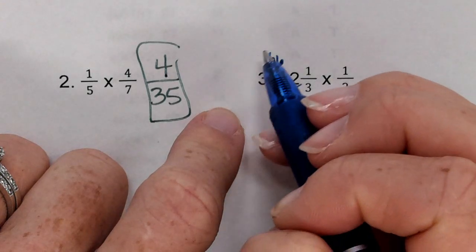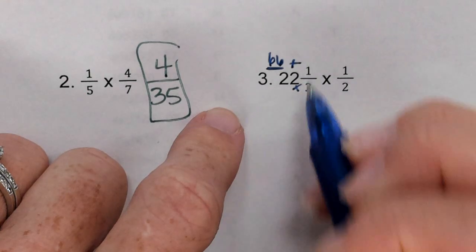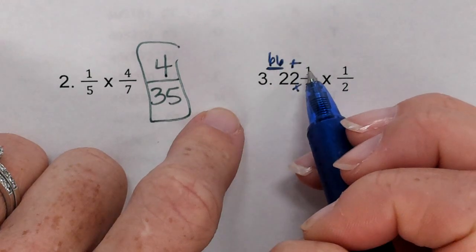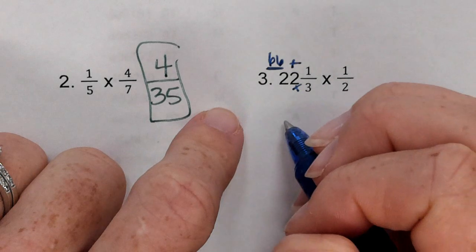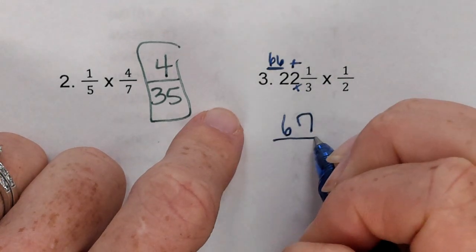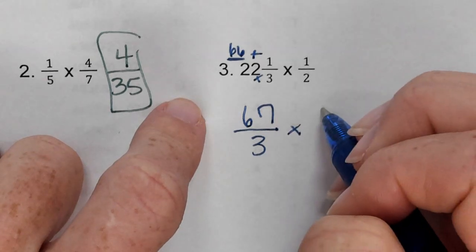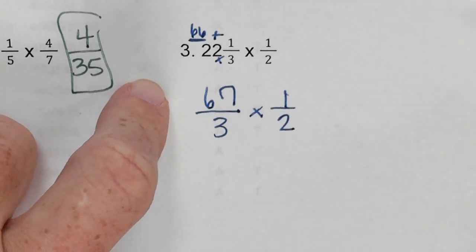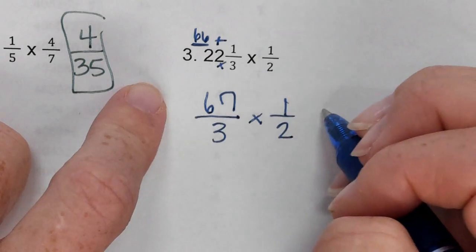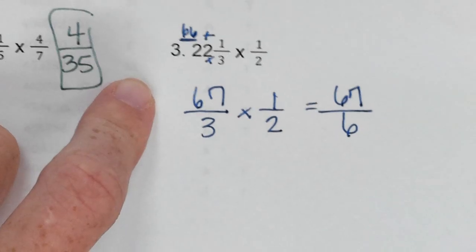Now, have we gone all the way around the world? No, you're going to take that answer you just got and add it to your numerator. 66 plus 1, guys, is 67. You keep the denominator. Now I can multiply 1/2. And I can multiply straight across. 67 times 1 is 67, and 3 times 2 is 6.